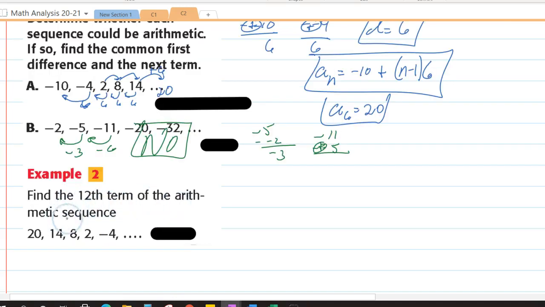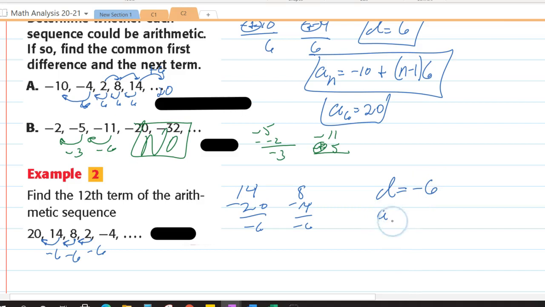Next example says find the 12th term of the arithmetic sequence. First, we need to figure out, is it an arithmetic sequence and what is the formula? So we subtract. 14 take away 20 gives me a negative 6. 8 take away 14 gives me a negative 6. And do one more just to be sure. 2 take away 8, we can do this in our head, negative 6. So we know that our d, our common difference, is negative 6.